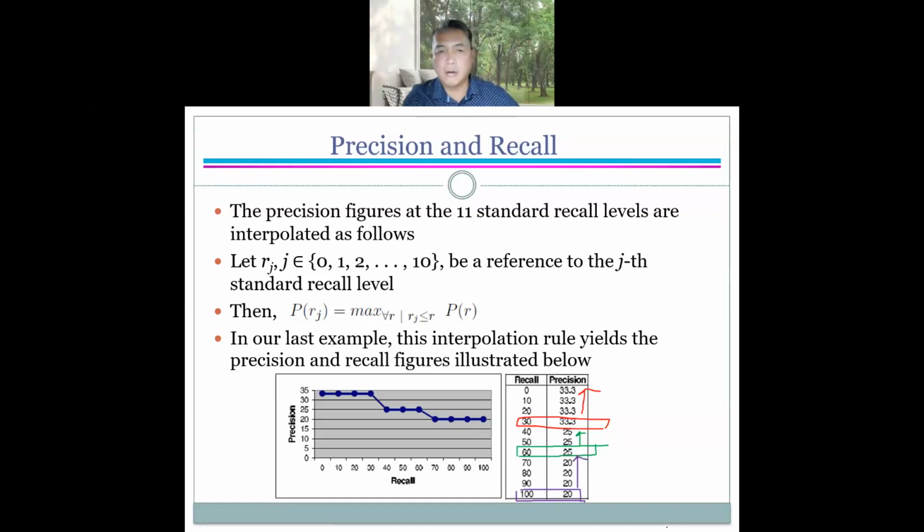Then from there we can plot the graph that you see on the screen here. Any question?